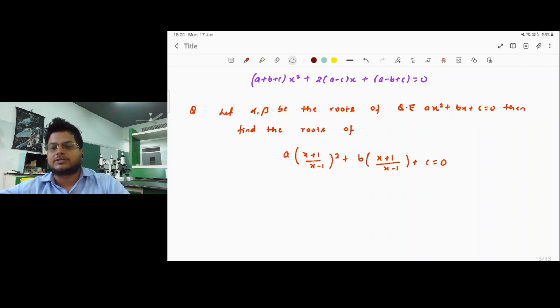So you will write again (x+1)/(x-1) equals alpha, and then try to get the value of x. I hope you can get what I'm saying. What I mean is, I can take this quantity as z, the one which I've shaded in yellow. So this quadratic will look like what? az square plus bz plus c equals 0.